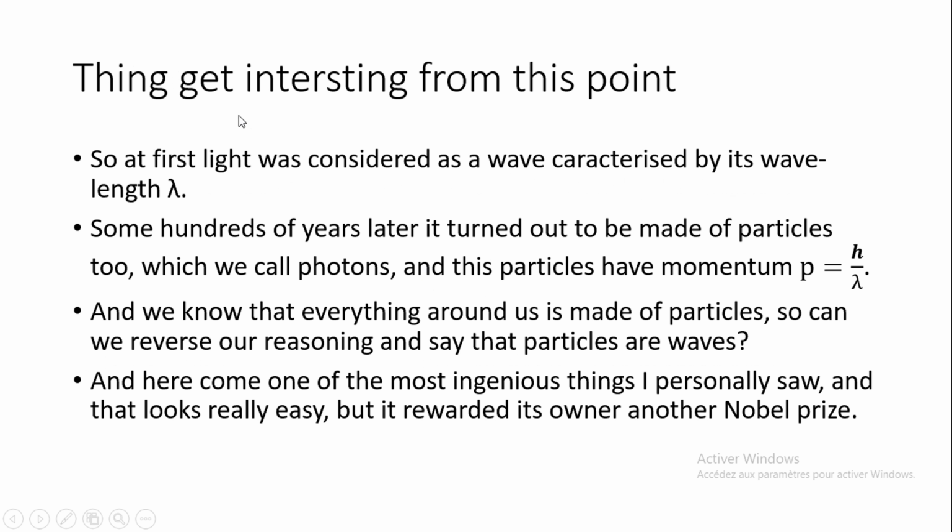And things get interesting from this point. Sorry, there is an S missing here. So at first, light was considered as a wave characterized by its wavelength lambda. Some hundreds of years later, it turned out to be made of particles too, which we call photons, and these particles have momentum p equals h over lambda.